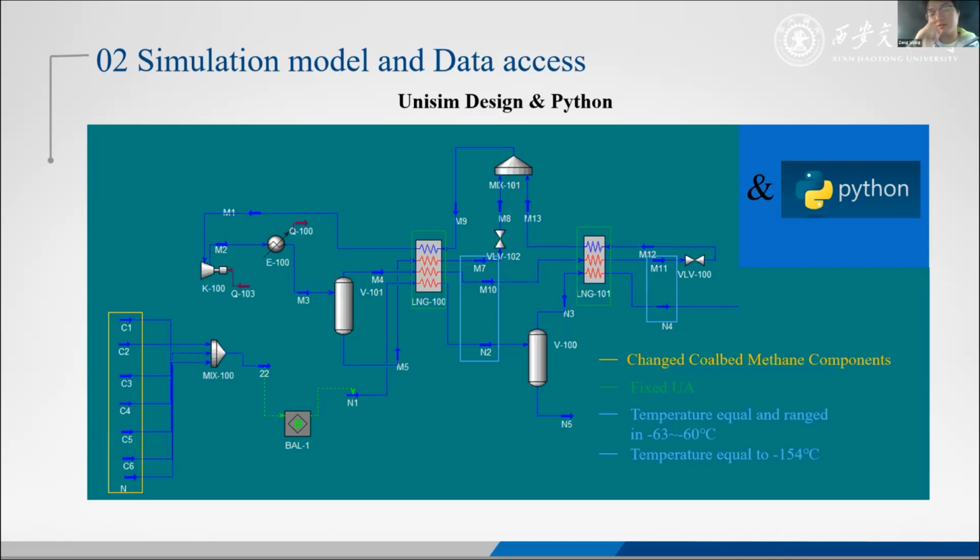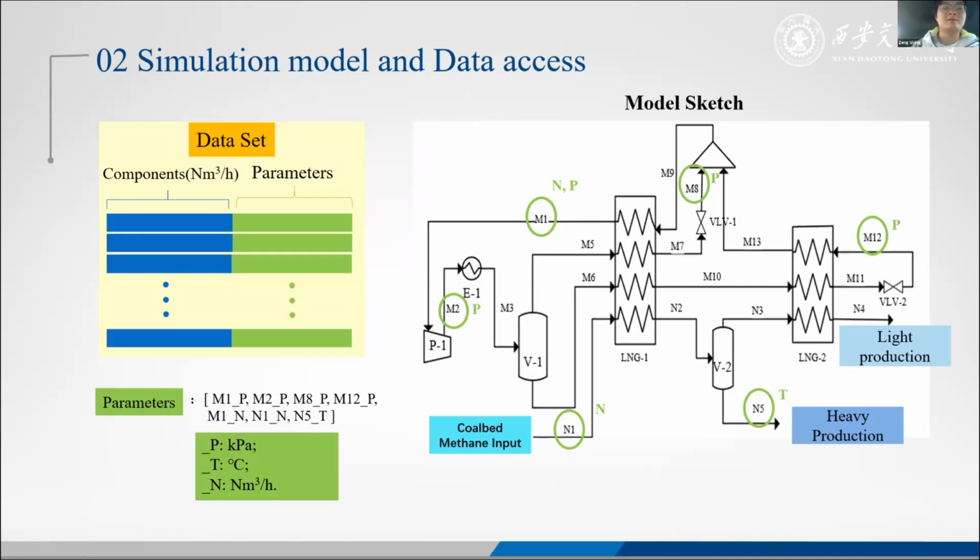firstly I set the seven different parameters, and then use Python to solve these models based on these conditions. So time by time, I get the dataset like this. One part is components and another part is parameters. Based on the necessity and the feasibility, I choose these parameters: compressor inlet pressure, compressor output pressure, valve 1 output pressure, valve 2 output pressure, the compressor inlet flow rate, the CDM inlet flow rate, and the heavy production temperature.